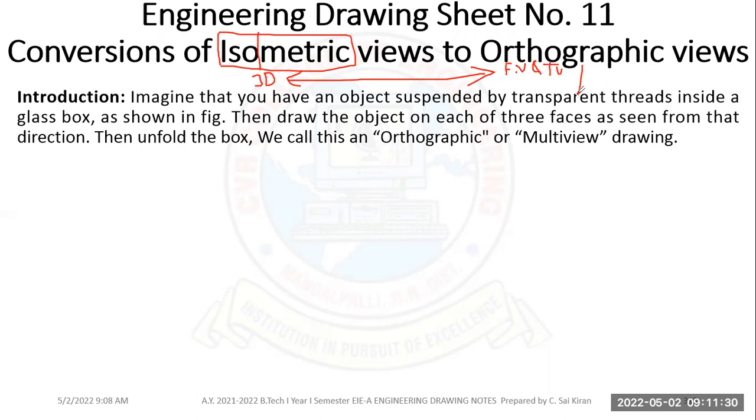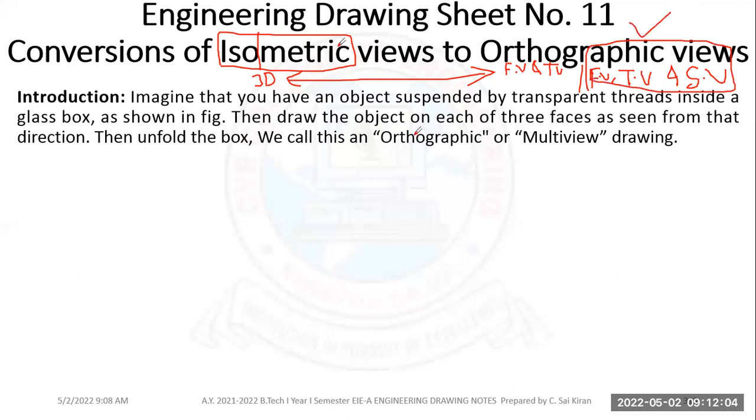Suppose the object is very complex and you need minimum 3 views to represent the object and understand the 3D object as 2D, then you compulsorily have to draw the front view, top view and side view. You have to draw the 3 views compulsorily. Generally it will come as a 10 marks question. So for a 10 marks question, you have to draw the front view, top view and side view.